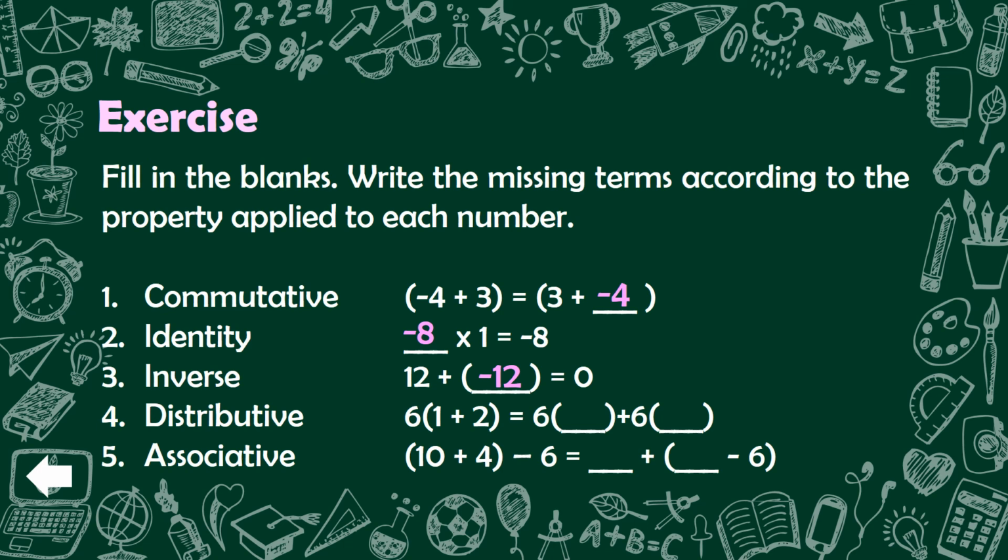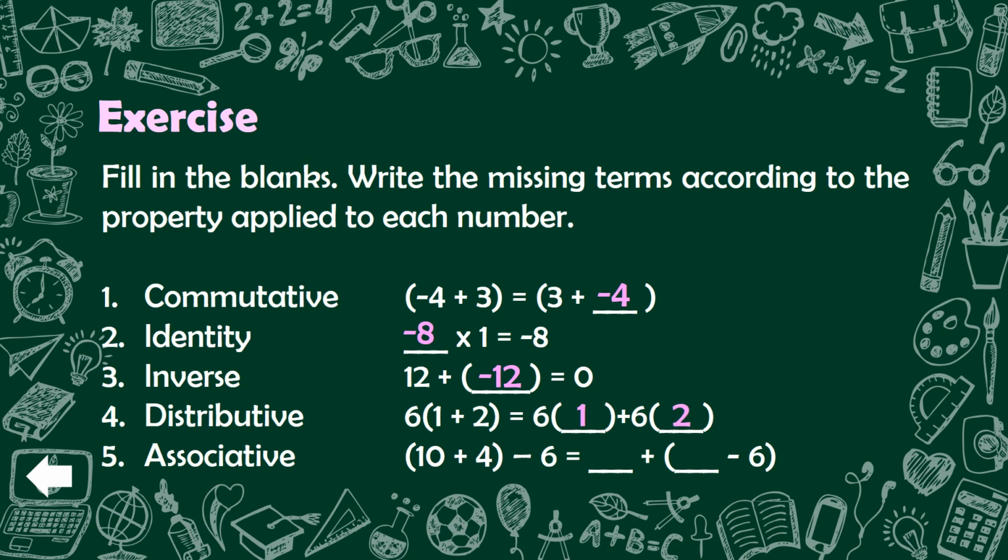And number 4, apply the distributive property. We have 6 times quantity 1 plus 2 is equal to 6 times blank plus 6 times blank. What are the missing terms? So, distribute, i-distribute, or ipamimigay lang natin yung 6 dun sa mga naka-groupings. So, we will have 6 times 1 plus 6 times 2. Very nice.